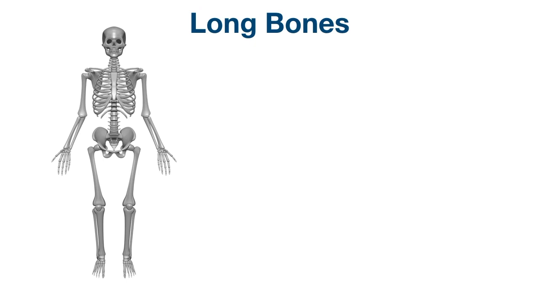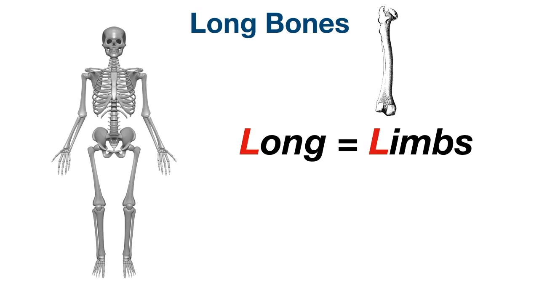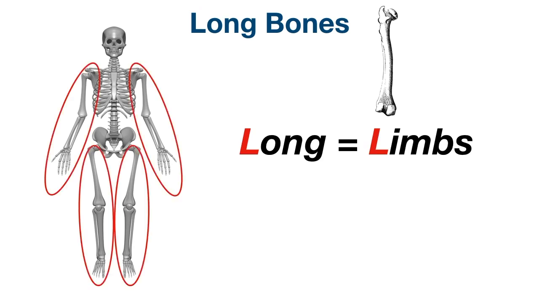Let's look at the long bones first. The long bones get their name because they're longer than they are wide. The trick for long bones is to use the letter L to remember limb. This will help you remember most of the bones in the arms and legs are long bones.